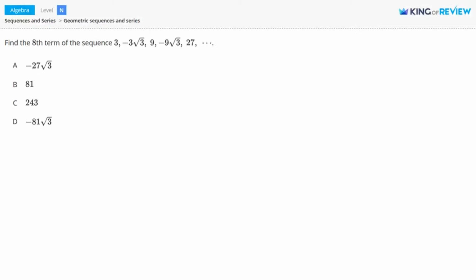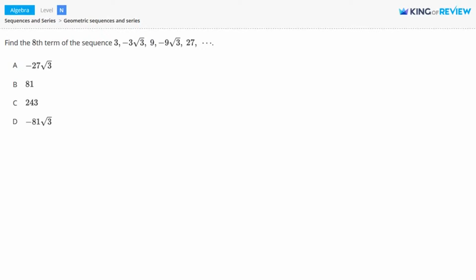Find the 8th term of the sequence 3, negative 3 square root 3, 9, negative 9 square root 3, 27, and the sequence continues. So we need to first determine what type of sequence we're dealing with. If we're dealing with a geometric sequence, this sequence will have a common ratio because a geometric sequence is a sequence or list of numbers or terms where the ratio of any term to the previous term is constant. Yet if we're dealing with an arithmetic sequence, we'll have a common difference.